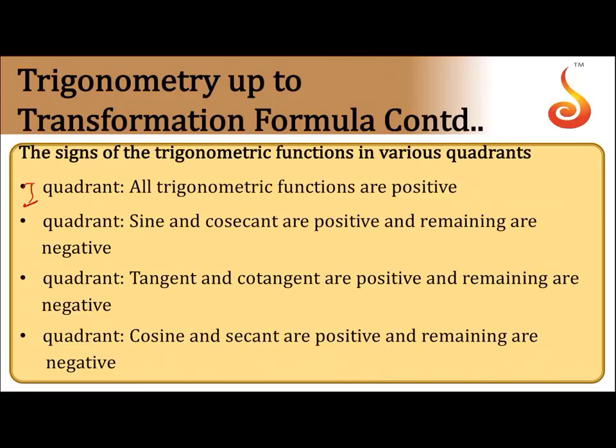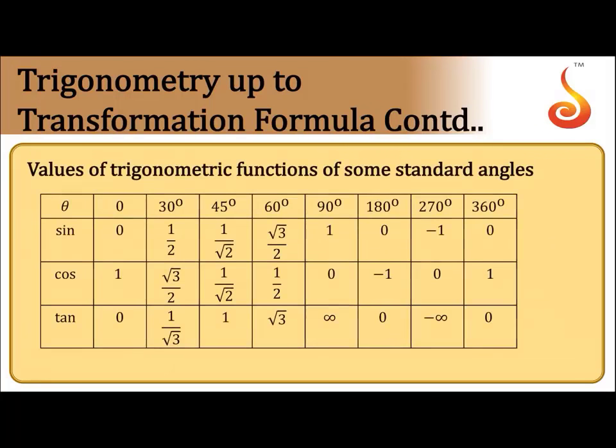In the first quadrant, all the trigonometric functions are positive, and in the second quadrant, the sine and the cosecant functions are positive and the remaining are negative. In the third quadrant, the tangent and the cotangent of the angle are positive and the remaining are negative. And in the fourth quadrant, cos and secant are positive and the remaining are negative.